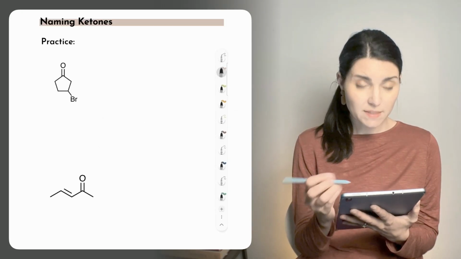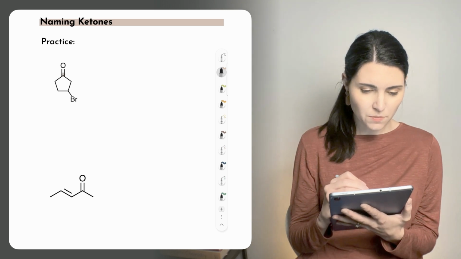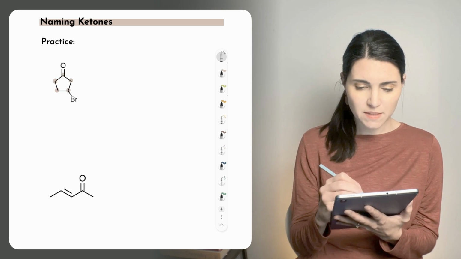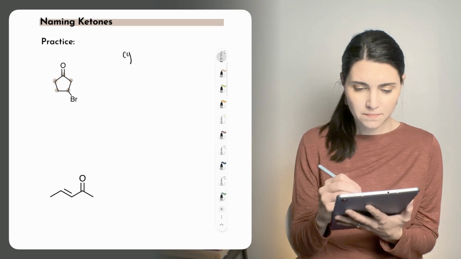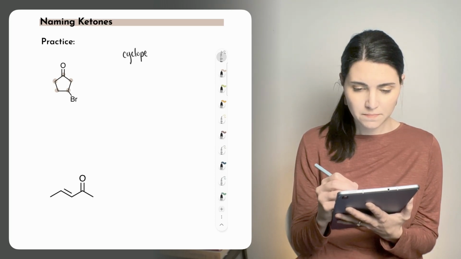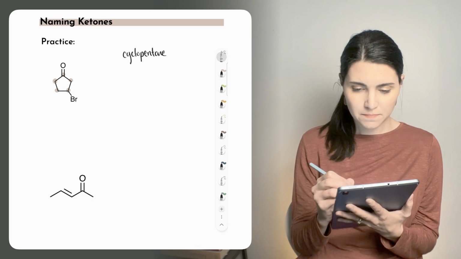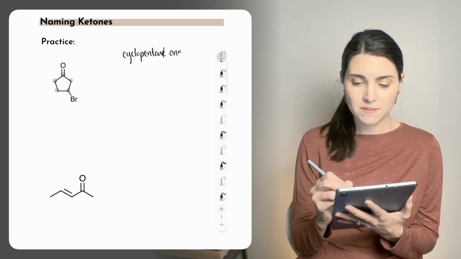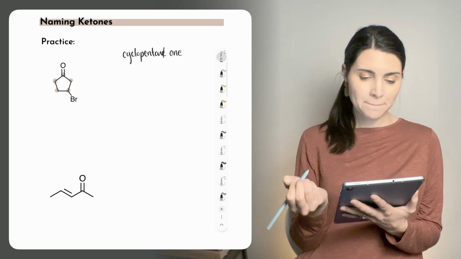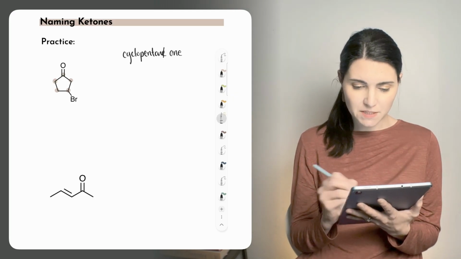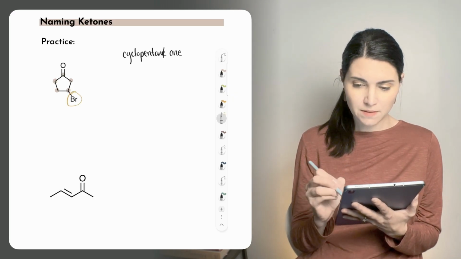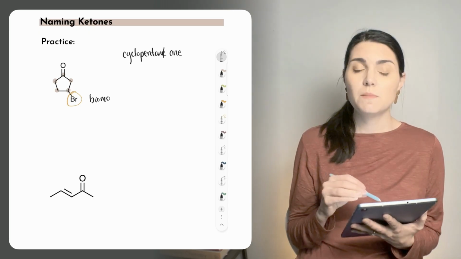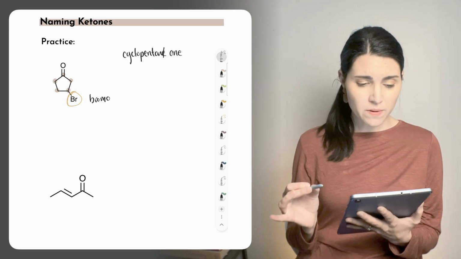So let's have a look at this cyclic molecule here. There's 1, 2, 3, 4, 5 carbons. So that's going to be a cyclopentane. We'll get rid of the E and add one. So it's a cyclopentanone. And then there is a substituent as well. So there's a bromo substituent. So it's going to be a bromocyclopentanone.